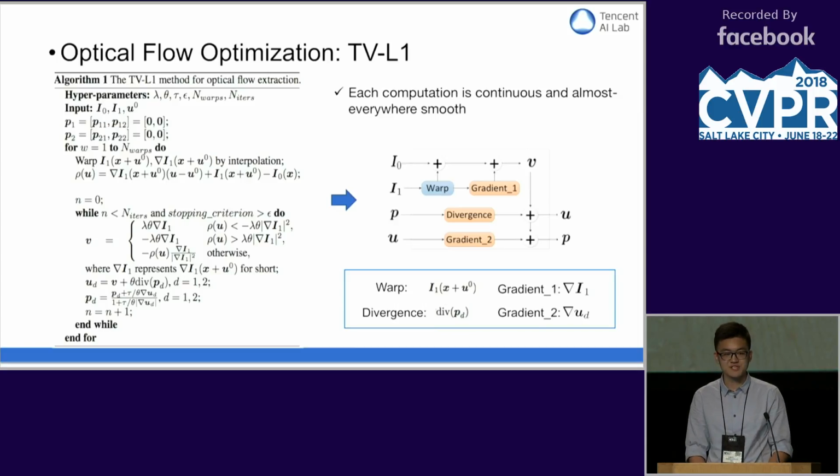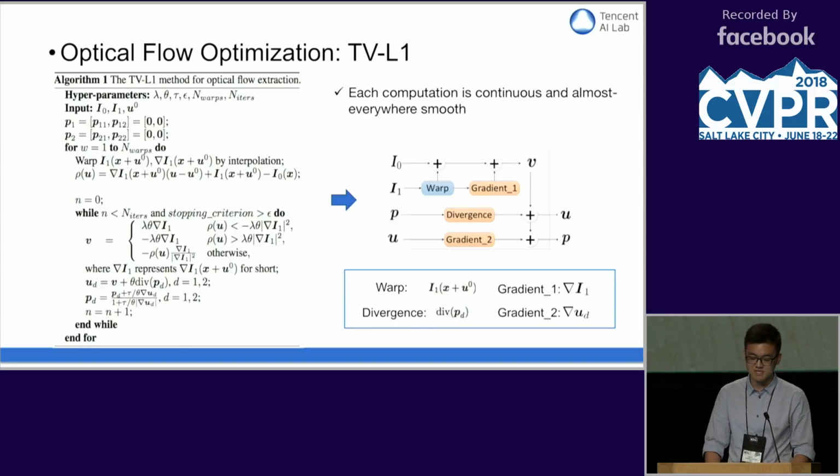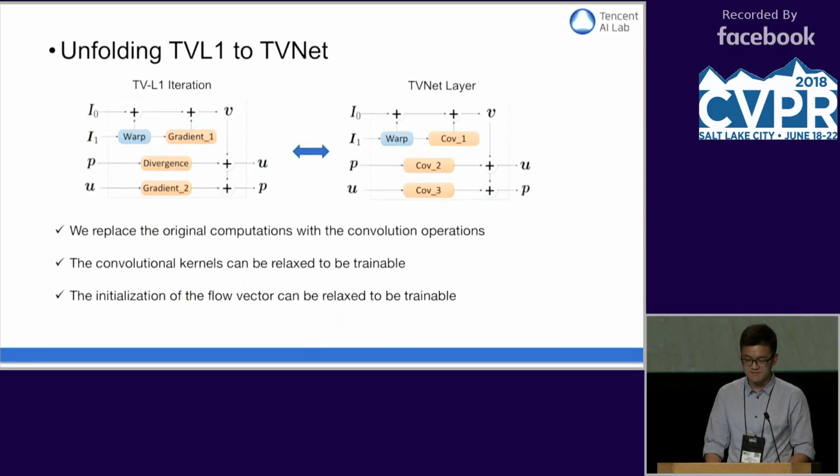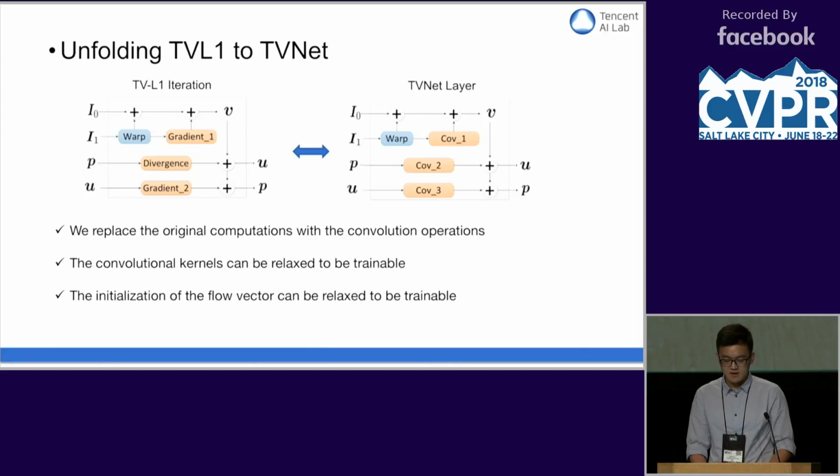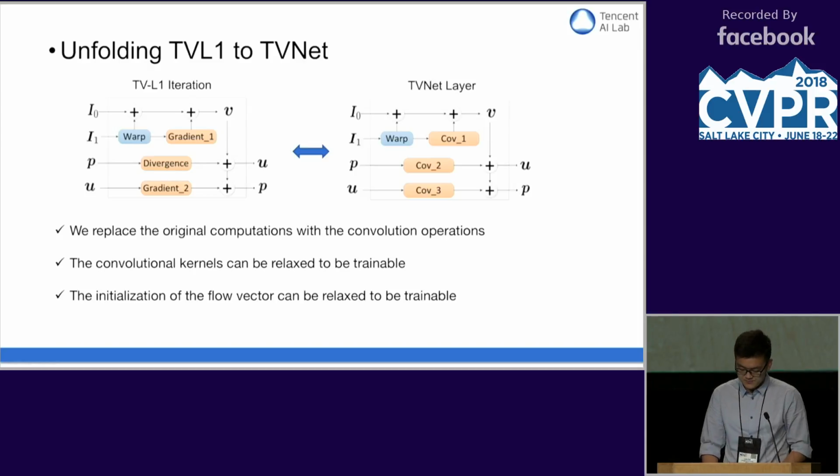For clarity, we present each iteration in the TVL1 algorithm by a flowchart block, where the warping, gradient, and divergence computations are specifically defined. Now, we go further by unfolding the TVL1 block as a fixed-sized feed-forward neural network. If we replace the original computations by convolutional operations, we can further relax these convolutional kernels and the optical flow initializations to be trainable parameters to formulate a more expressive neural network. This will enable our network to learn more complex and task-specific features by end-to-end training.